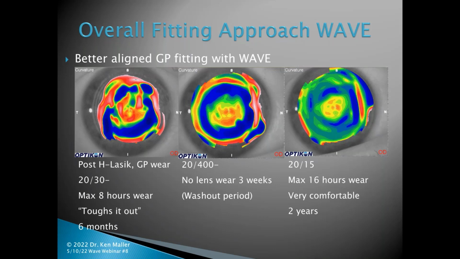It tells you the least amount of improvement that you would get in vision. Because here, this GP lens that he came in wearing really only gave him about 20/30 minus acuity. Whereas once I had a proper fitting lens on him, he was at 20/15 in this eye. He was very comfortable. At the time of this map, he had been wearing the lens for about 2 years. And again, I took this immediately upon removal.